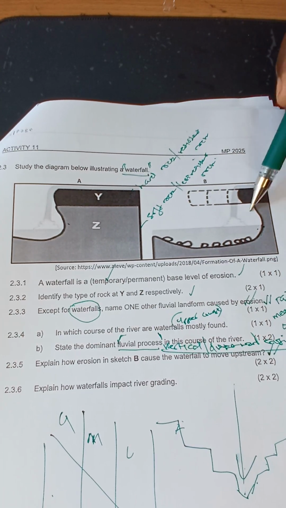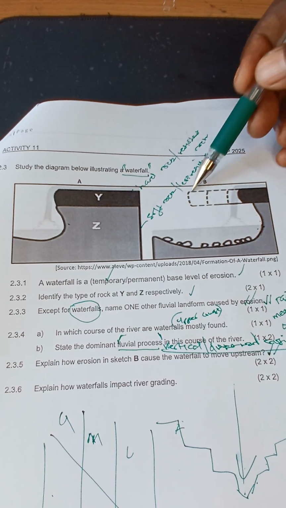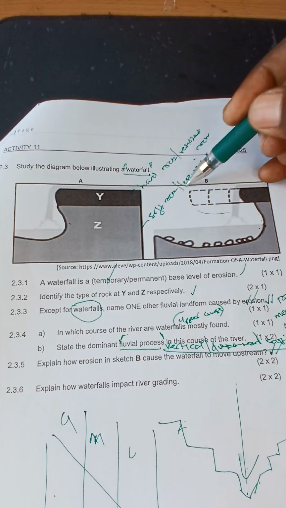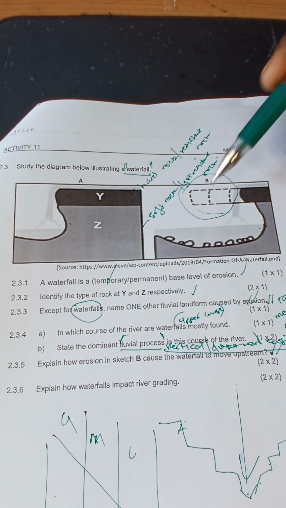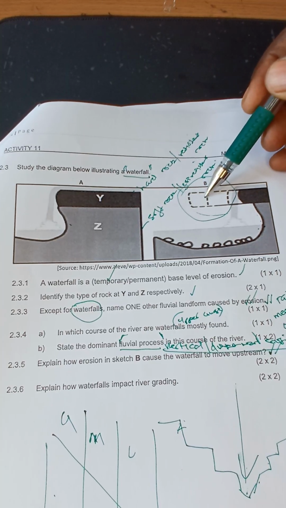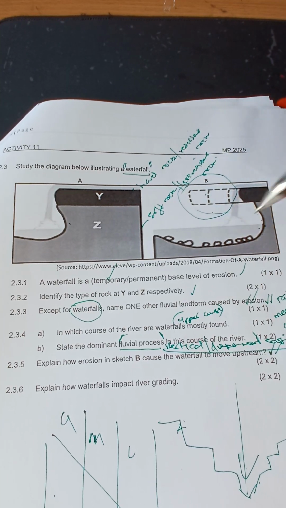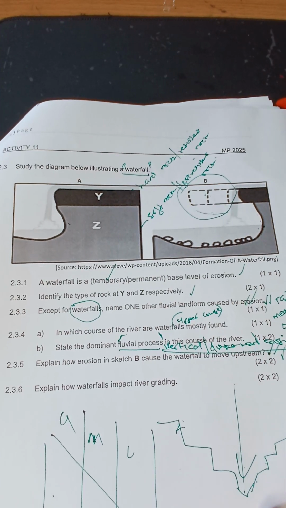Why? Because it has been eroded, because it's a softer rock. And this creates an overhang, which does not have any support. So the overhanging resistant rock will eventually collapse into the plunge pool. This is what has happened there. So this is how it actually happened.